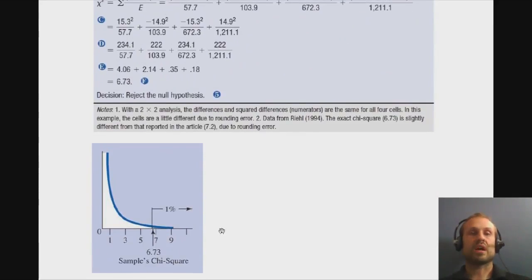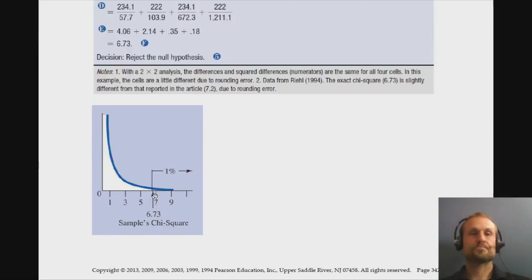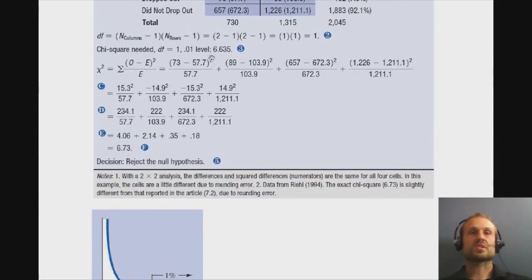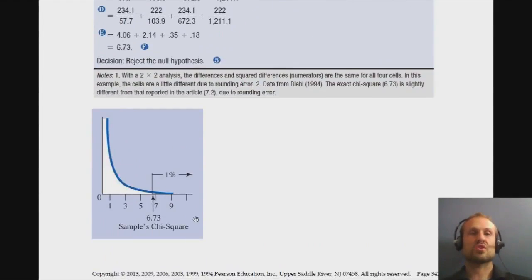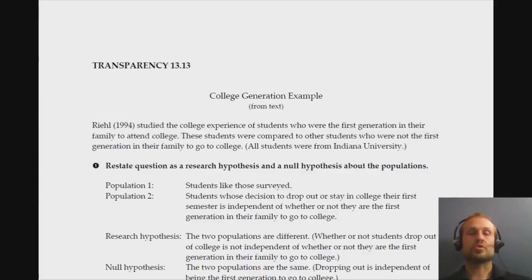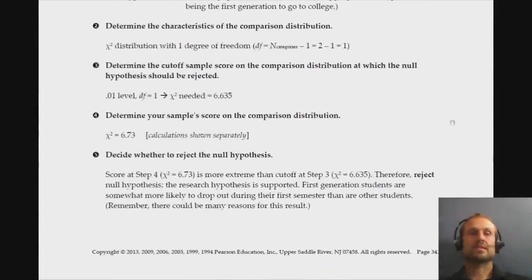Where is the cutoff value? Well, if I use a 1%, the cutoff value is 6.635. I'm just over that, so that is significant enough to conclude that I can reject the null hypothesis. There is a difference. They are not independent. First generation students are somewhat more likely to drop out during the first semester than other students.